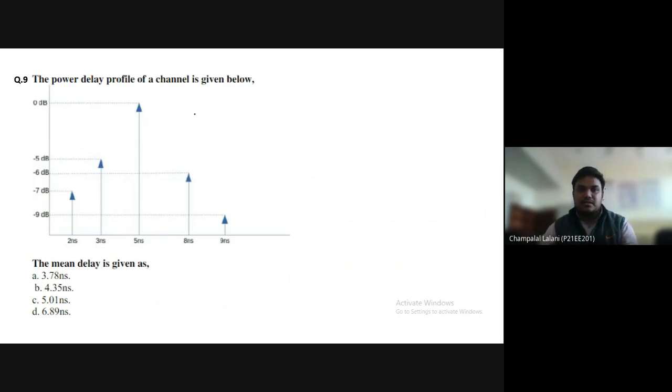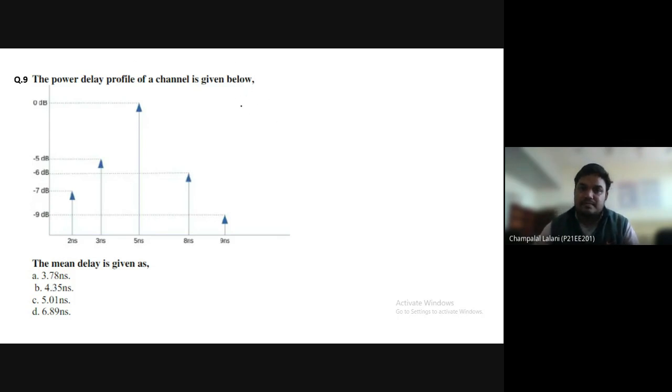Next, let's solve a small numerical. The power delay profile of a channel is given like this. Now you need to calculate the mean delay, given as you have 4 options. You need to use pen and paper and calculate it. I will wait for some time for you to calculate, and then I will give the answer.